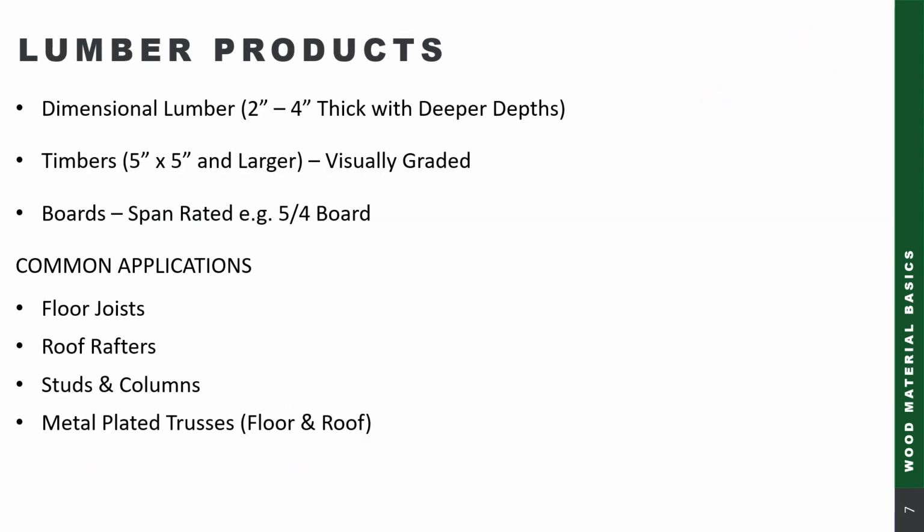Lumber products have a few different ways to be graded. One is dimensional lumber, and that's typically in products that have a 2-inch to 4-inch thickness, and they could have different depths, 6 inches, 8 inches, etc. There's also a visual grading process for larger members. So for example, a timber is any material that's 5 inches by 5 inches and larger. And then one of the other ways that lumber products can be rated is a span rating. One of the most common applications of this is decking. So for example, if you hear the term 5/4 board, that would be an example of a span rated board.